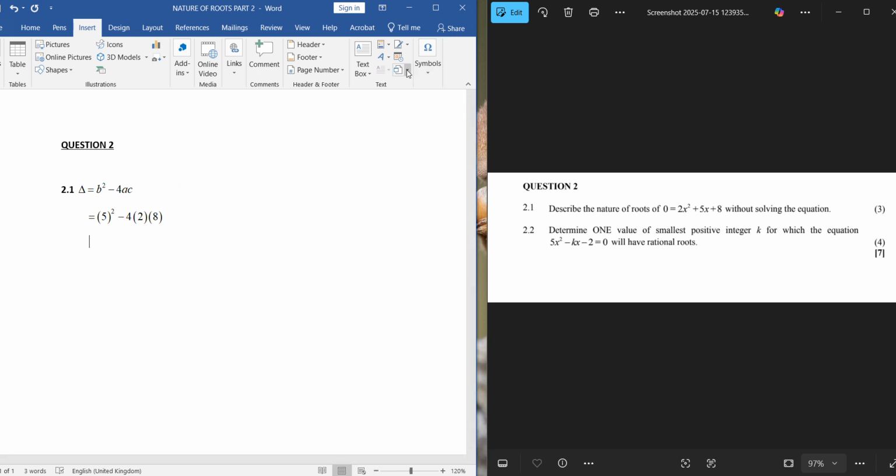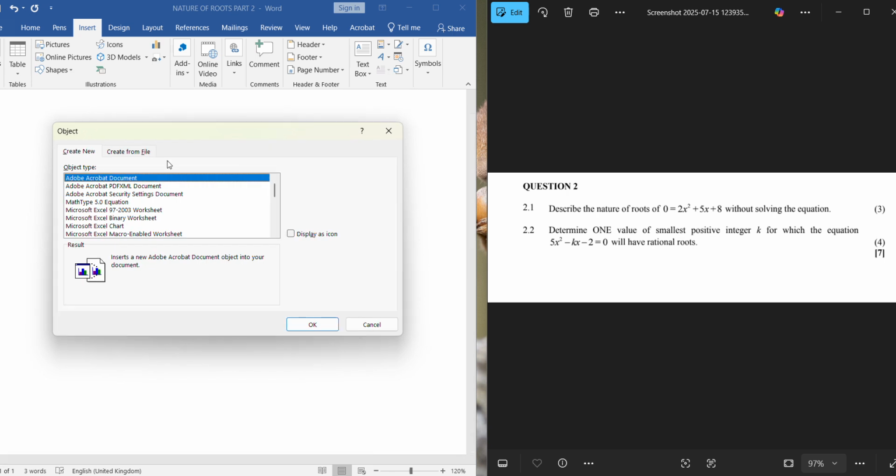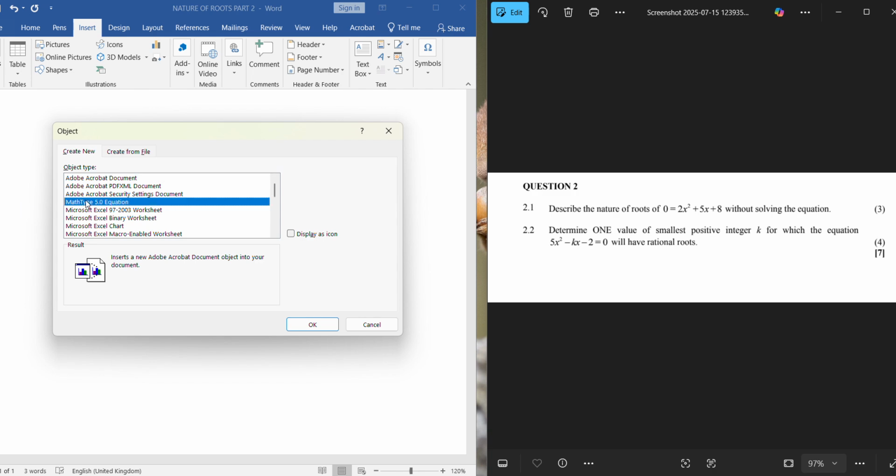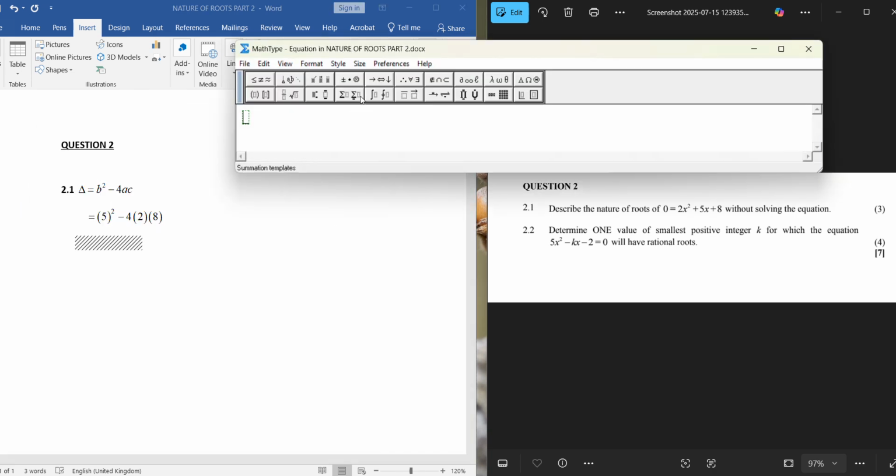After we have substituted into the correct formula, we are going to use our calculator to press everything that we see there so that we are able to get the value of the discriminant. Therefore, delta is equal to, let us punch that into our calculator: 5 squared minus 4, open bracket, 2, close bracket, open bracket, 8, close bracket, equals. The value of delta that we have here is negative 39.